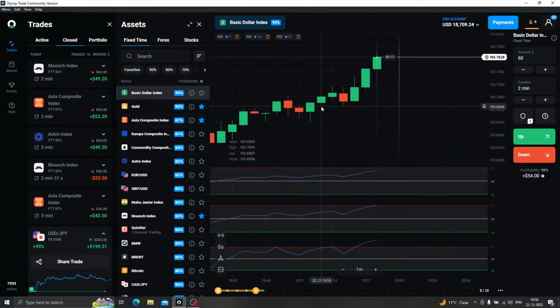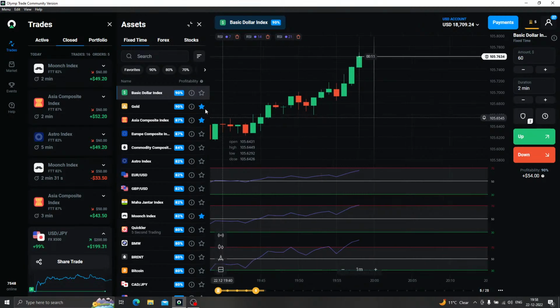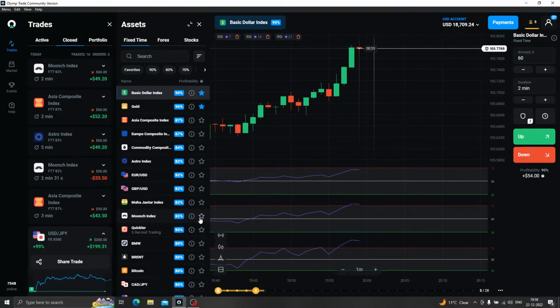Okay, we have a potential entry in basic dollar index as well. So as we patiently waited for the previous two entries, let us patiently wait for the basic dollar index and gold. I do not have any saved strategy, Lokesh.